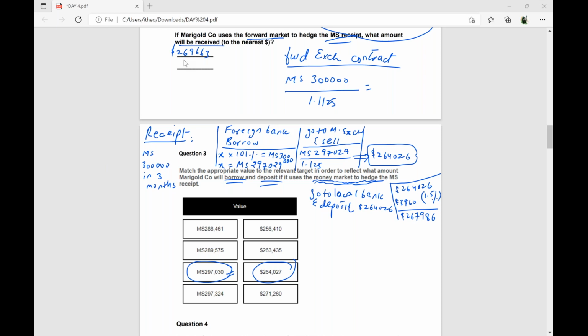I don't think there is a question here, Maham, about whether we should round up or not. We have the options. It's very clear that our answer is 297029 and the option is 297030, so we should opt for it. So no need to worry regarding that.